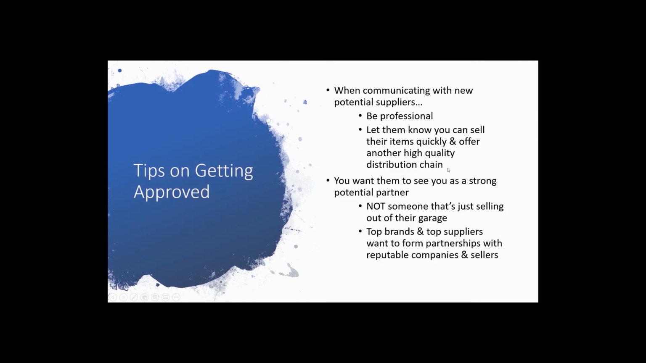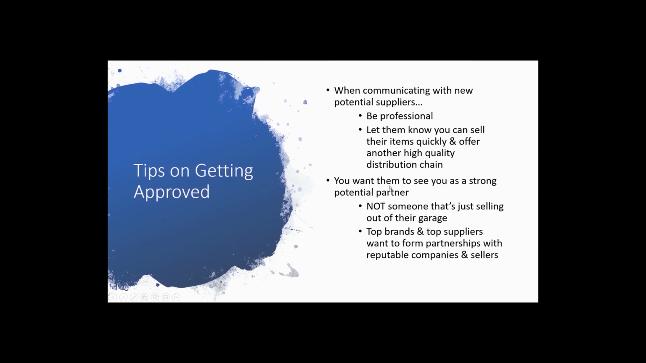So that's kind of how you want to position yourself. Whether you're talking to them on the phone or you're emailing them, you want to come off professional and let them know that you can flip their items quickly on Amazon and sell them fast so that both of you can profit and it benefits both of you, and also give them another opportunity as a high quality distribution chain for their business, okay?